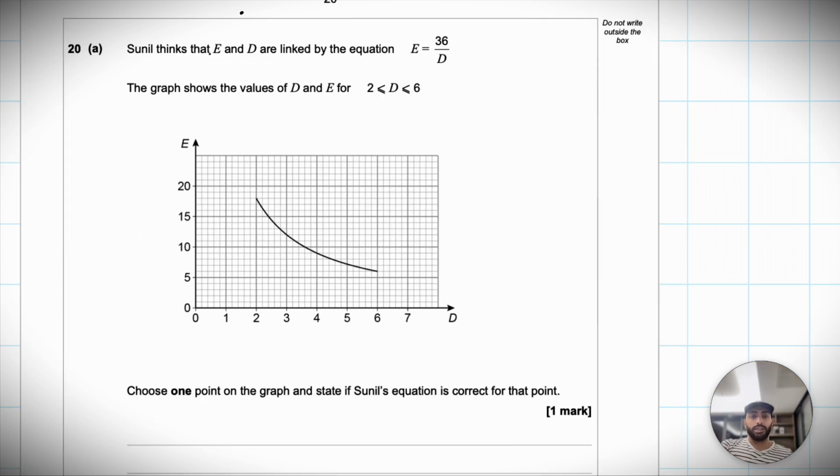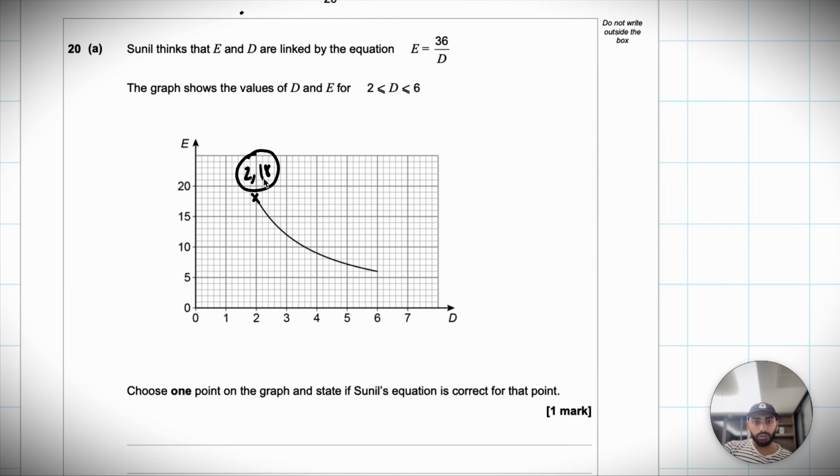Question 20. Sunil thinks E and D are linked by the equation E equals 36 over D. The graph shows the values of D and E for when D is between 2 and 6. Choose one point on the graph and state if Sunil's equation is correct for that point. I'm just going to look for a coordinate that I think is quite easy. So I can see I've got 2 here, and that goes up in 1, so 16, 17, 18. That coordinate is 2, 18. I'm going to substitute these values in here and see if it's true.